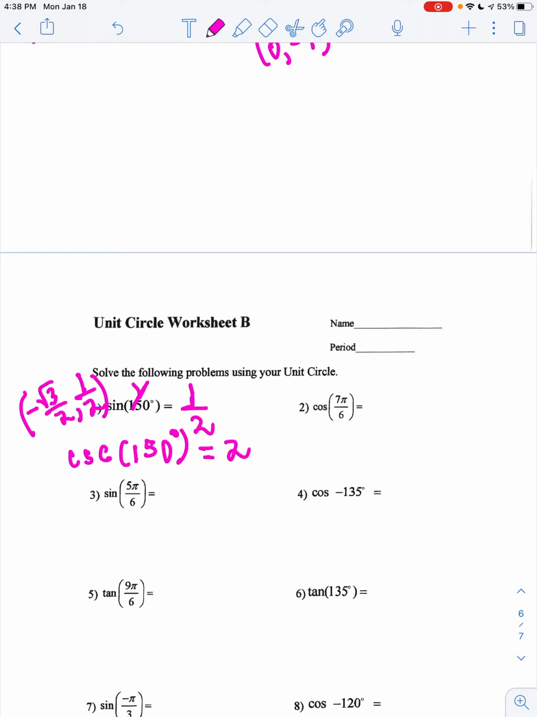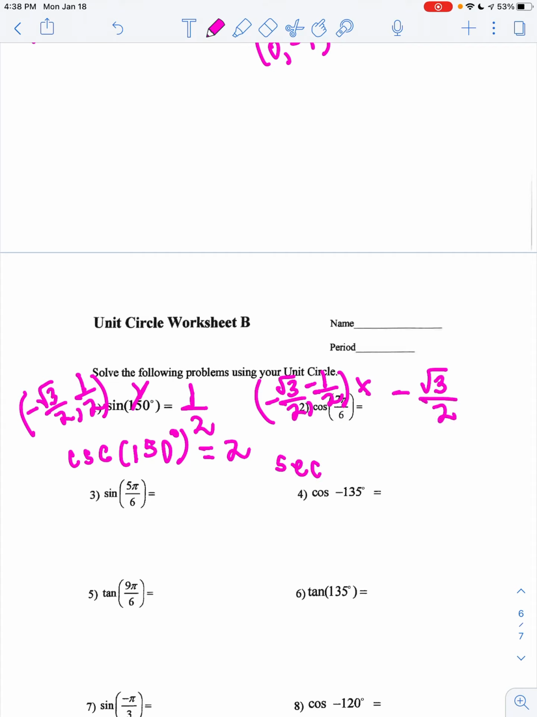Cosine of 7 pi over 6. Well, 7 pi over 6 is the multiple of pi over 6 in quadrant 3. So that's going to be negative square root of 3 over 2, negative 1/2. We want x. So our answer is negative square root of 3 over 2.